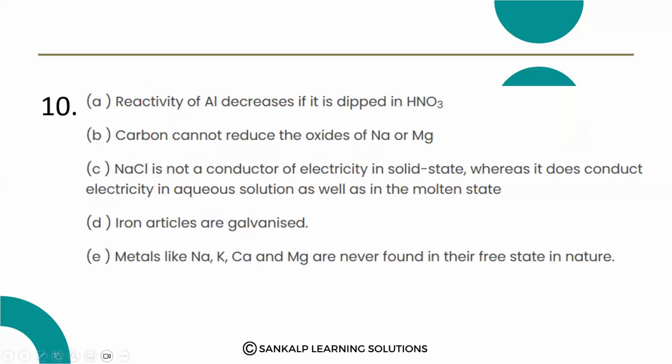Next question. Give reasons. Reactivity of aluminium decreases if it is dipped in nitric acid. Carbon cannot reduce the oxides of sodium and magnesium. Sodium chloride is not a conductor of electricity in the aqueous solution as well as the molten state. Iron articles are galvanized. Metals like sodium, potassium, calcium and magnesium are never found in their free state in nature. Yes, answer for the first one.